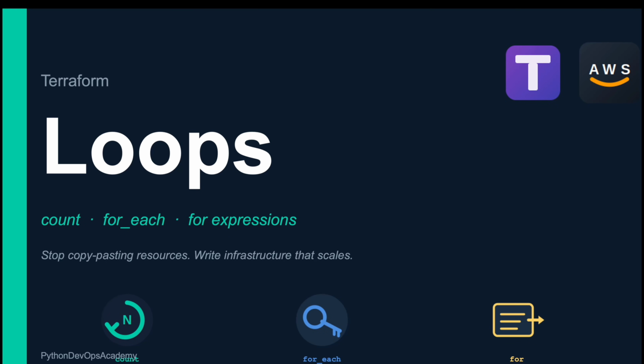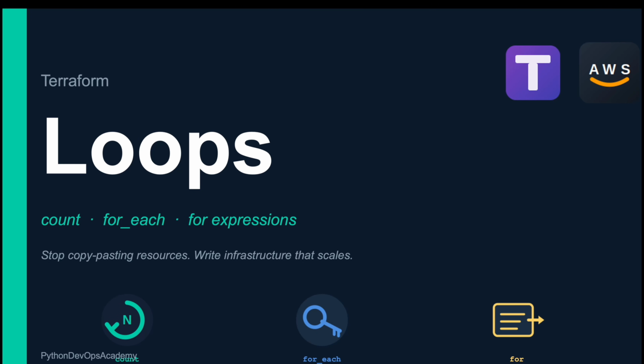In the last video, we covered Terraform data types, how Terraform stores and works with string, number, list, map, and so on. Today, we are going to take that knowledge further and talk about loops. Loops in Terraform let you stop copy pasting resource blocks and write infrastructure that actually scales.